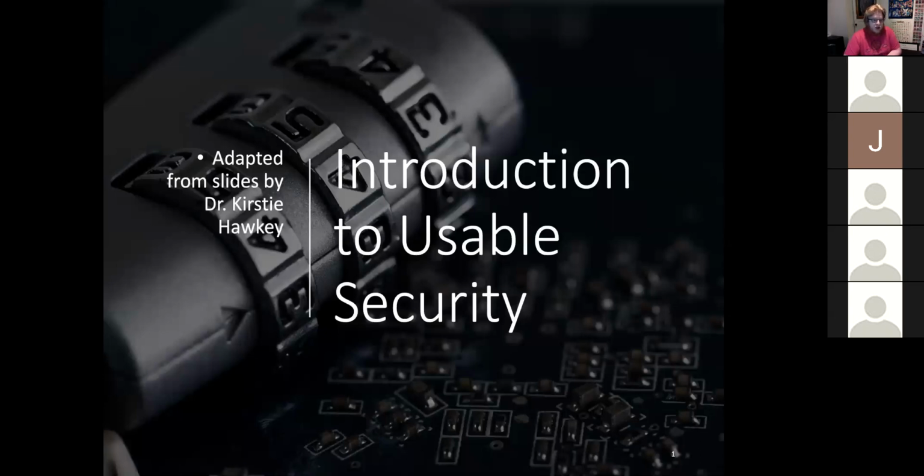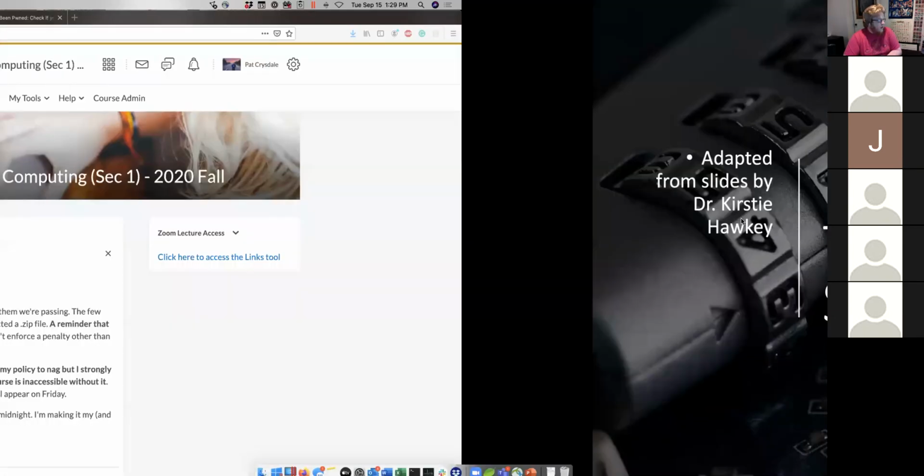How's everyone doing with Lab 0 so far? Has anyone not started Lab 0 yet? Can't find out how to start it.